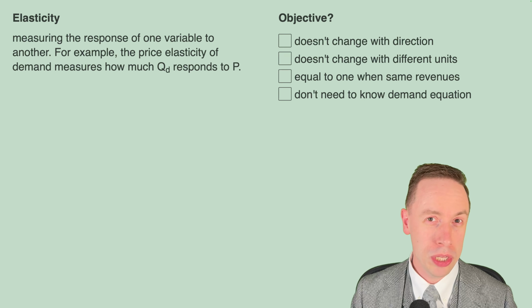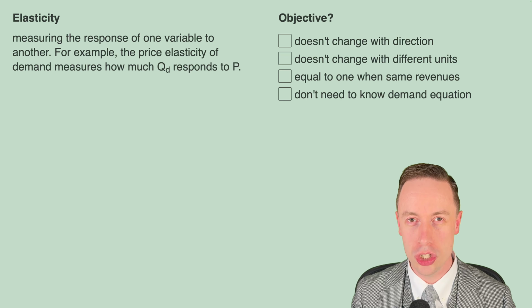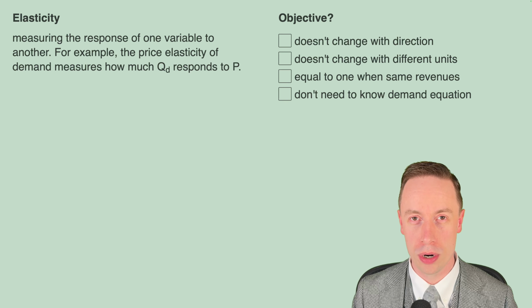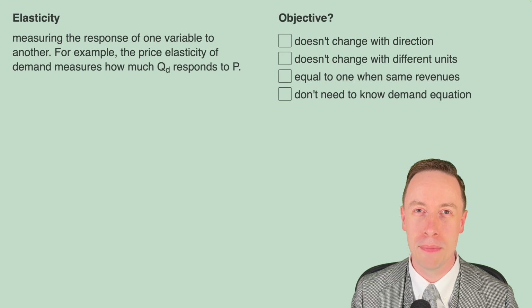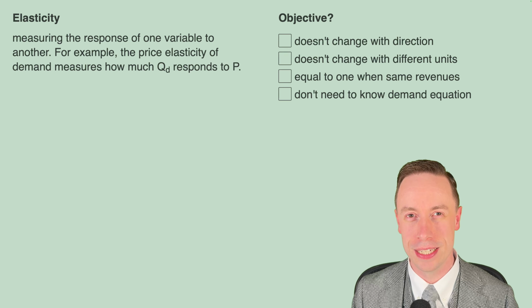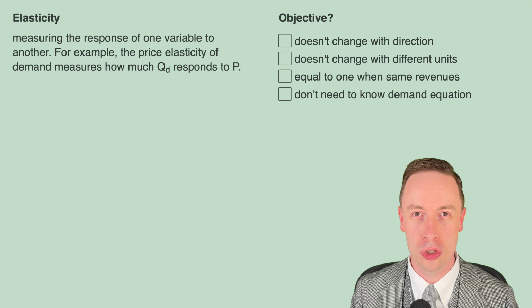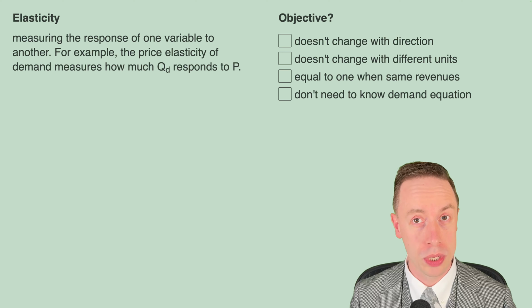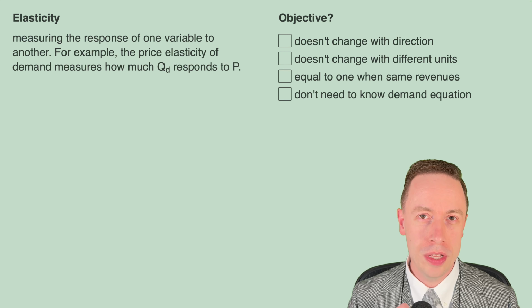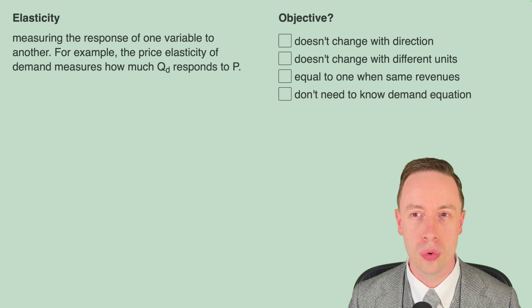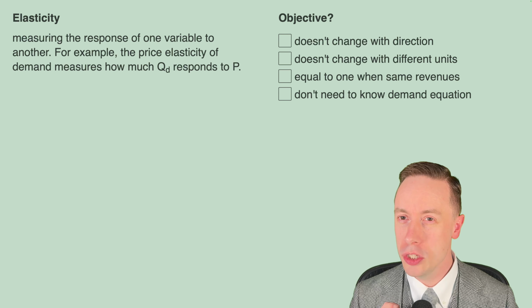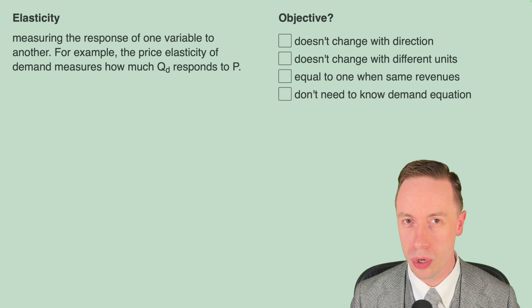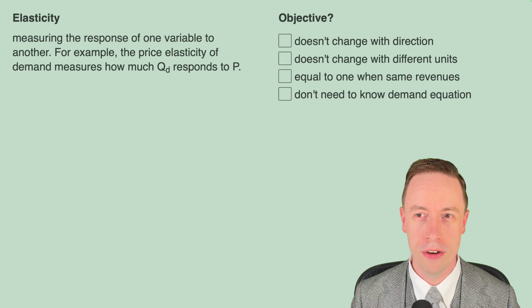Number two, we want our measure to not change if there's a change in units. For example, if we are looking at a product that's being sold individually or in a six-pack, we can't end up with a different measure of sensitivity. Or for example, if we're looking at two different currencies for the same product. Number three, and this will come in a little bit later, we want this measure to be equal to 1 for any 2 points where revenue is equal. That's going to be very handy.